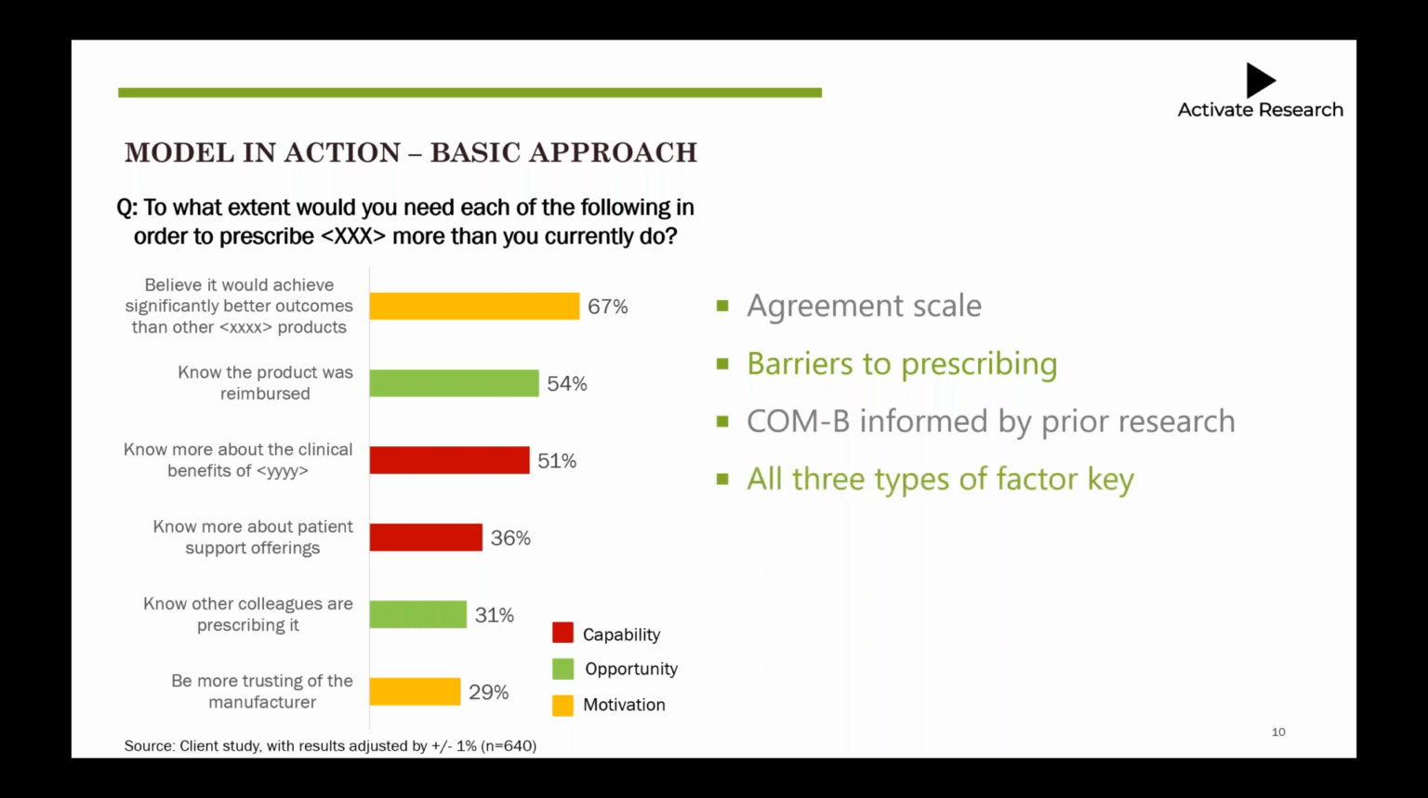If we look at the results, we can see that all 3 types of factor are shown to be important to at least half of the sample. 67% want to believe that this treatment would achieve significantly better outcomes than other treatments for their patients, so they are picking this motivation factor. However, 54% are also saying they need to know the product was reimbursed, which is an opportunity factor. And lastly, 51%, again just over half the sample, are saying they need to know more about the clinical benefits, which we can see from the red colouring is a capability factor.